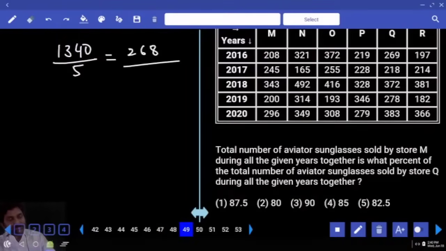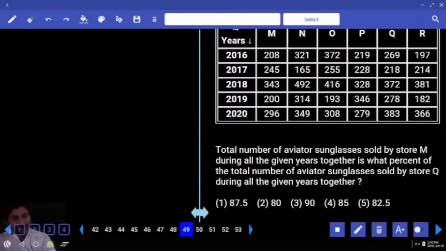Total number of aviator sunglasses sold by store M during all the given years together is what percent of the total number of aviator sunglasses sold by Q during all the years together? M with respect to Q. Okay. 200, 200, 200, 200. 8 plus 3, 1100, remember. Okay. 90, 40, 40, 80, 90, 80, 170 added, 1270. Okay. 8 plus 8, 16, 16 plus 6, 22 also added, 92 is what percent of Q value?